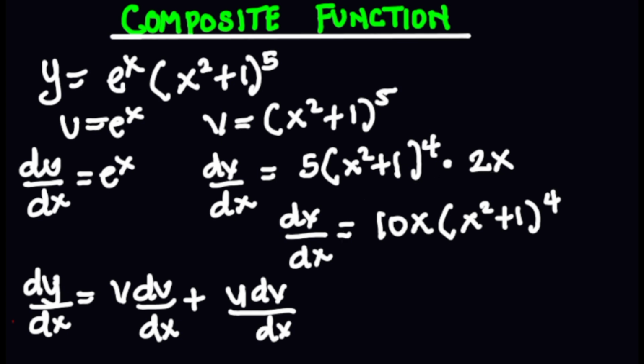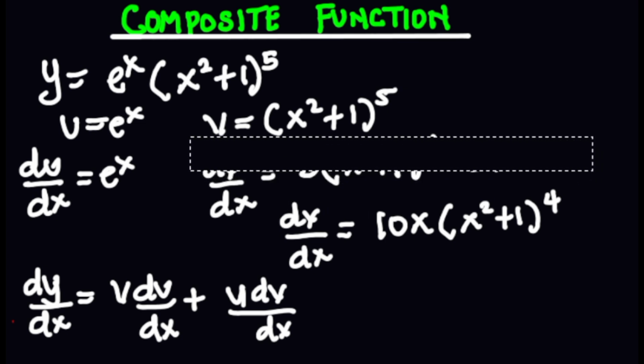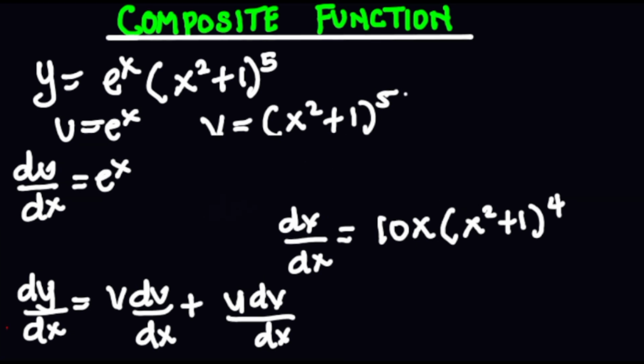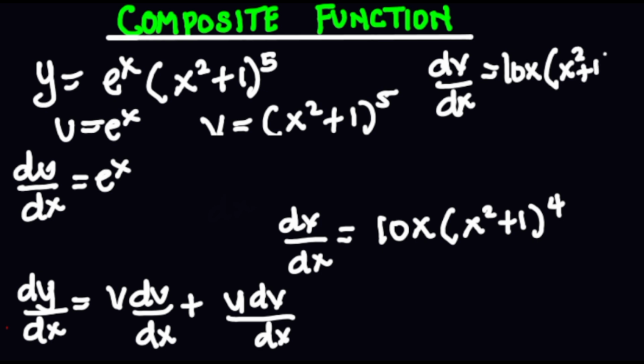So what I'm going to do now is go ahead and simplify a little bit here. So let me just cut this off here. Look at this. From that case, that shows that our dv dx is actually 10x open bracket x squared plus 1 raised to the power of 4. That's what we have. So let me just cut this off as well so that we can add space.